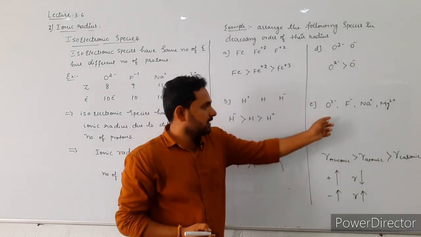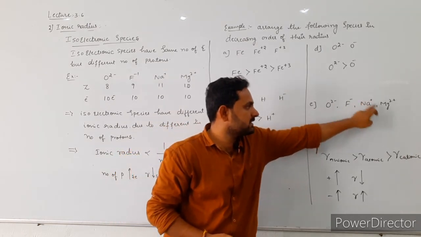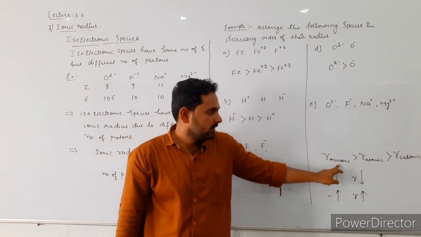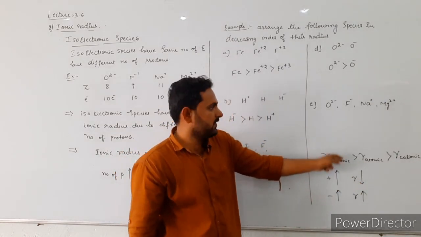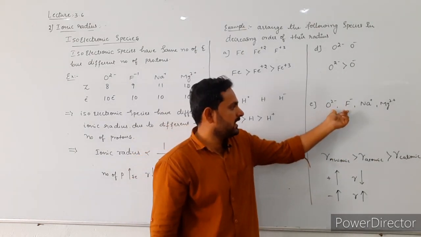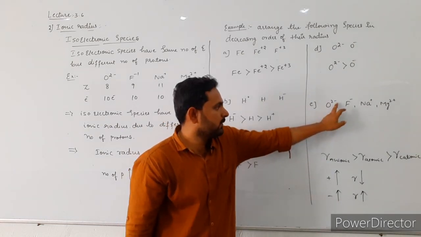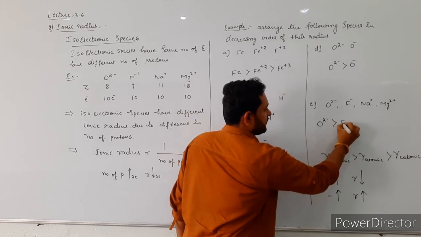Next, here there are four species: O2 minus, F minus, Na plus and Mg plus 2. According to this order, cationic radius is smaller than anionic radius. That's why first you consider the two anions. Between these anions, which has more radius, O2 minus or F minus? O2 minus is greater than F minus.